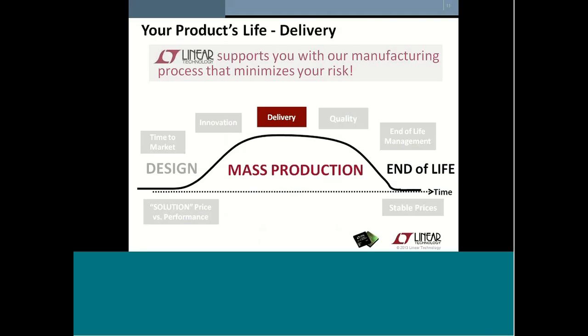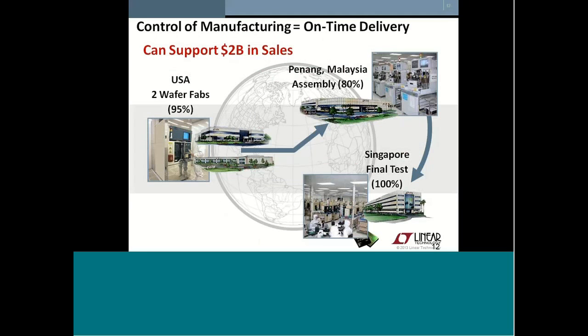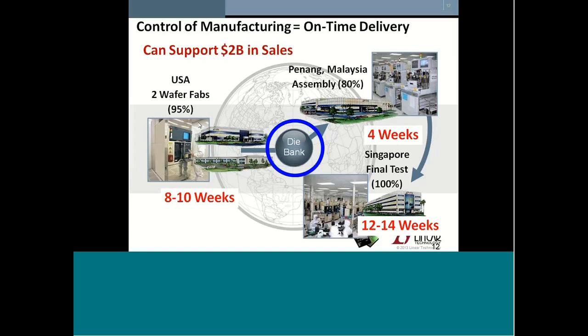Once running a mass production, you want stable delivery. We keep our production process in our hands. This means it is reliable and we can keep it very productive. We use wafer hubs in the US to deliver ready wafers with semiconductor dies, which we place on a shelf, which is called a die bank.